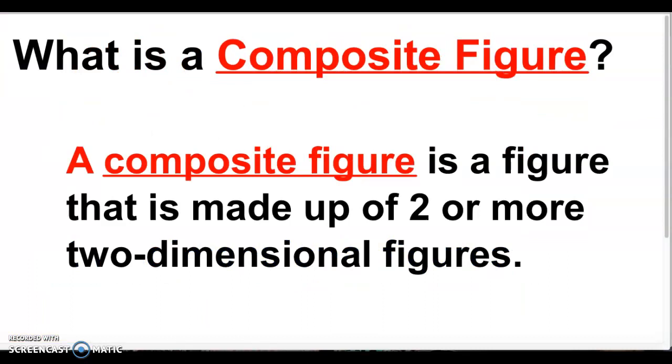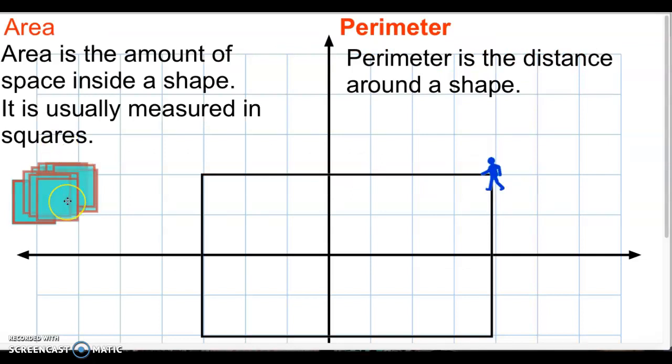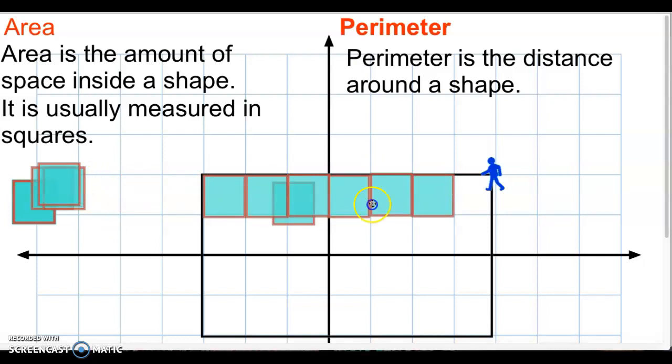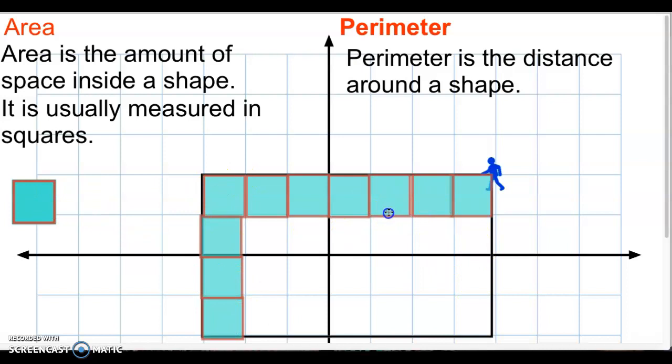Okay, so once again, we're going to review composite figures. A composite figure is a figure that is made up of 2 or more two-dimensional figures. Before we even explore the composite figures, again, area is the number of square units I could fit inside of a figure. I showed you this yesterday, and I'm reviewing it again today. I could fit 7 across, and I could fit 4 going down. So 7 times 4 would mean that there would be 28 squares inside of this figure. Perimeter is the distance around, so I would add 7 plus 4 plus 7 plus 4 to find the perimeter.